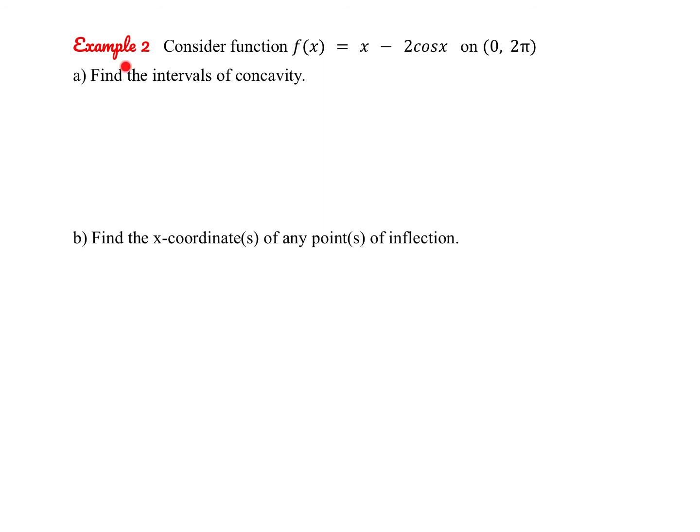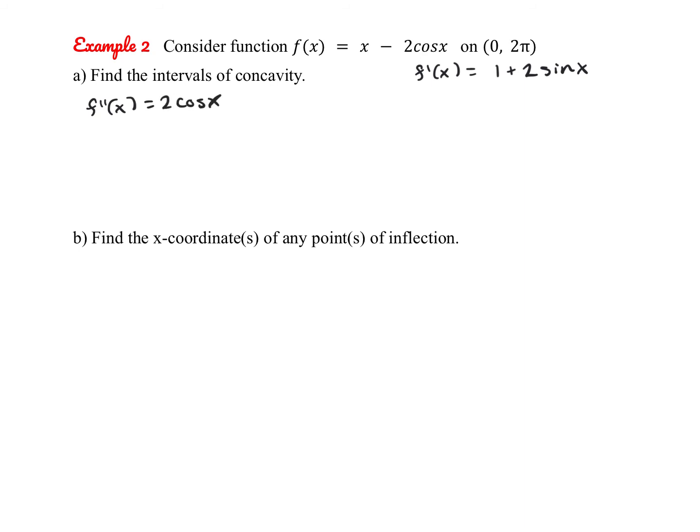All right, so let's try another example together. Here we're going to consider that same function from our first example, and we're going to first find the intervals of concavity, and then we're going to find any points of inflection. So if you remember, our first derivative from example 1 was 1 plus 2 sine of x. So that means that our second derivative is 2 cosine of x.